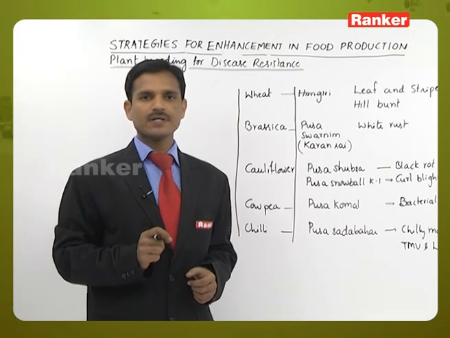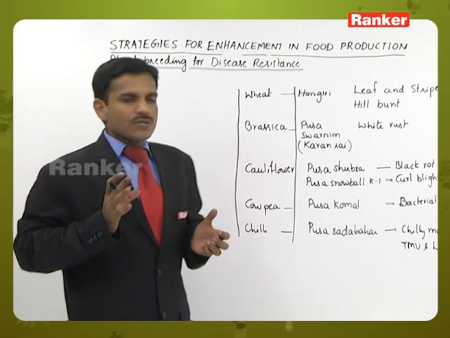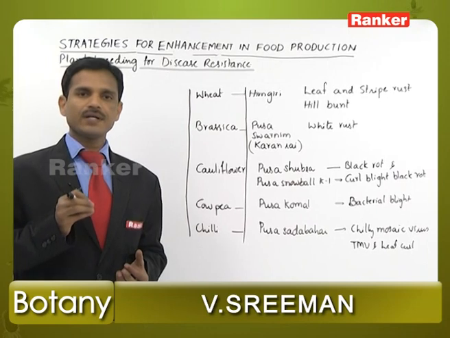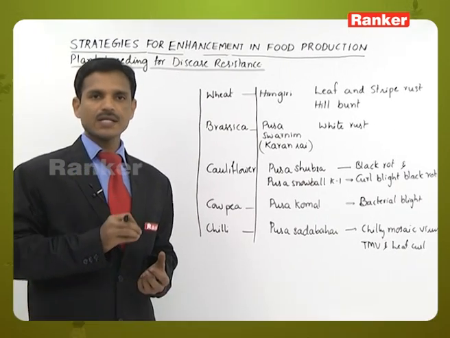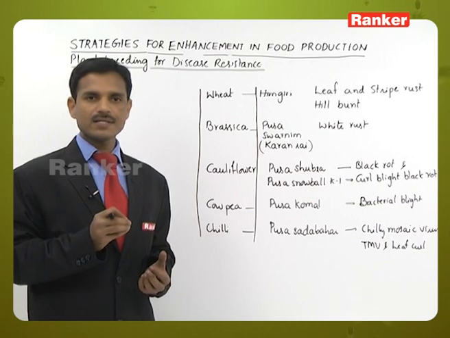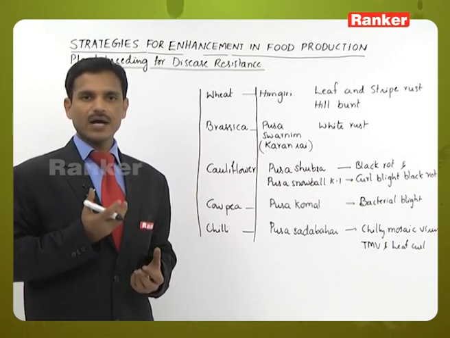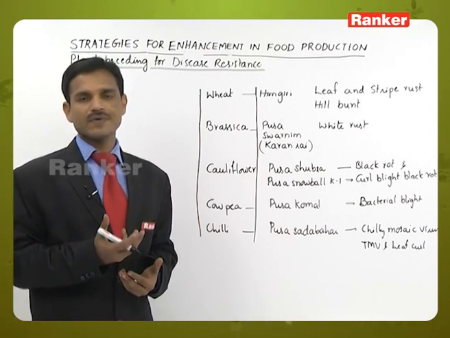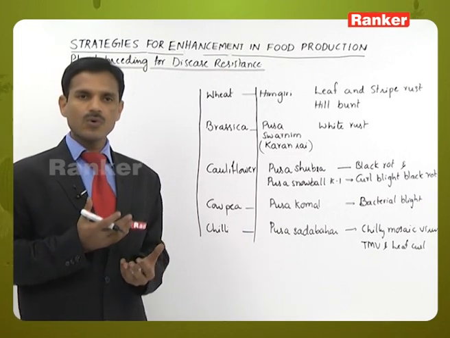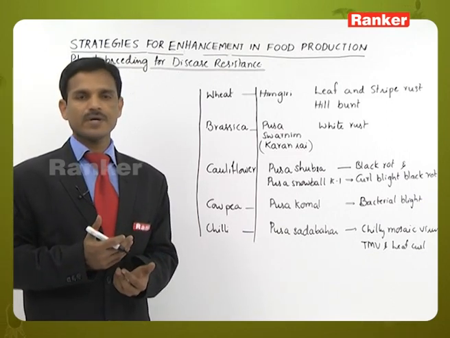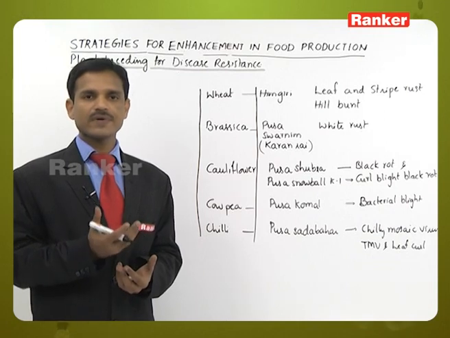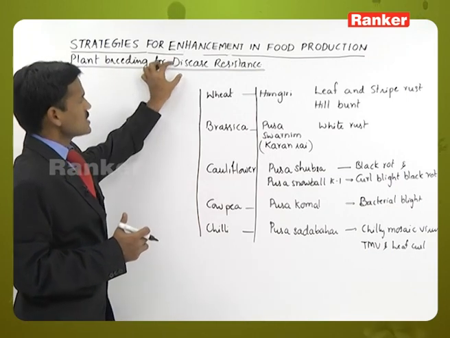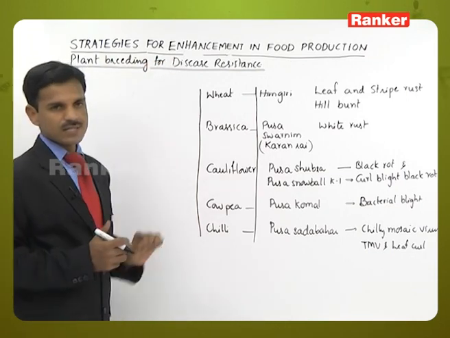Plant breeding for disease resistance. Here we can incorporate different desirable qualities into a single variety. If the plant has a high yielding quality but without resistance, it becomes wasteful. If it is giving more yield but at the last stage it is affected by different diseases, that is a very great loss to the farmer. That's why we can improve the disease resistance, here plant breeding for disease resistance.